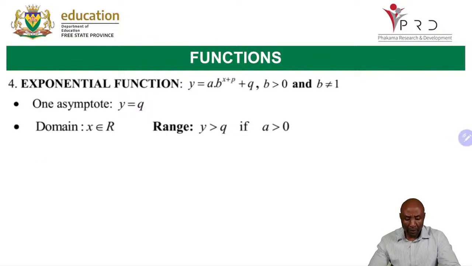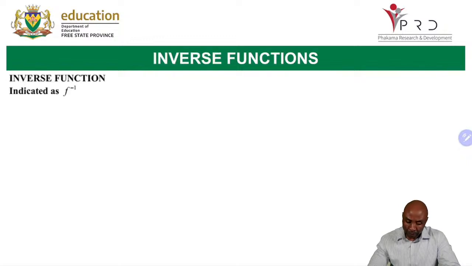Now, the exponential function is given by y is equal to a times b exponent (x plus p) plus q, and we know that our b can be greater than 0, but our b cannot be equal to 1. We have one asymptote, y is equal to q. The domain, its x is an element of real numbers, and our y should be greater than q if a is greater than 0. Now, we also have the inverse function. I'm just taking you through the theory.